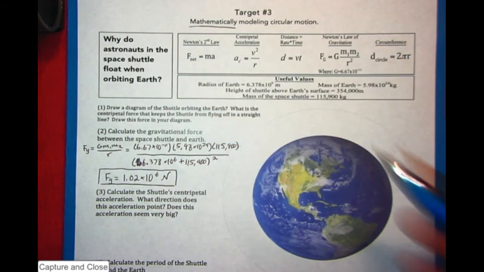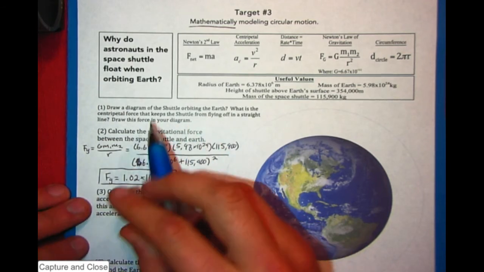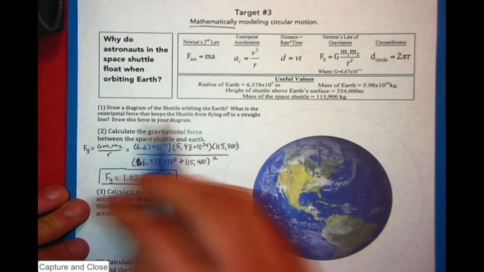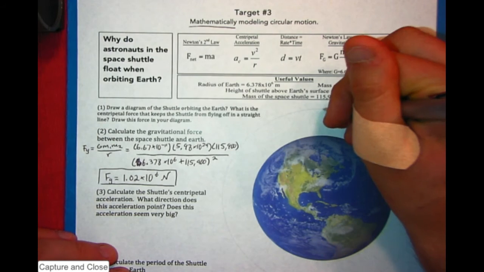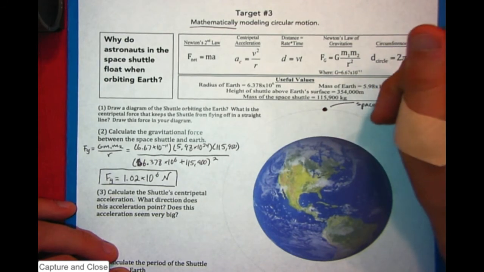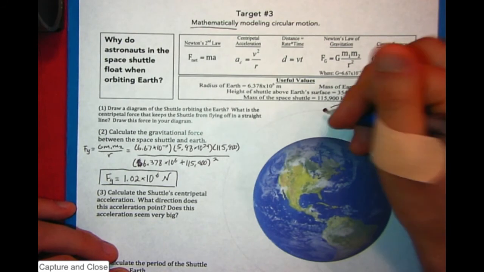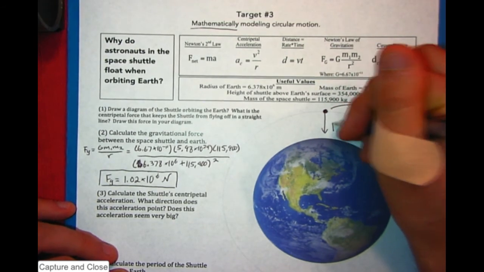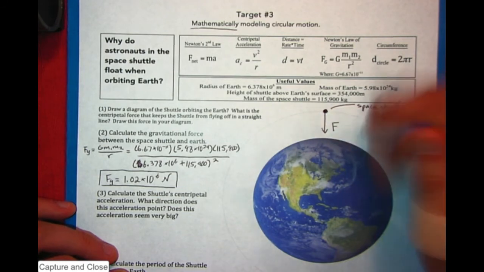But before we start target 3, let's do a little bit of a target 2 review. Let's identify the centripetal force that keeps the shuttle from flying in a straight line, and the direction of that force. So our space shuttle is going to be right there in space. Since it's going in circular motion, we know that the force has to act centripetally. Essentially, it has to be pointing towards the center of our circle.